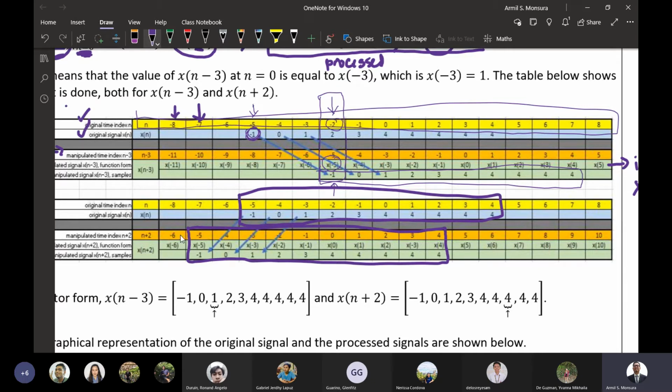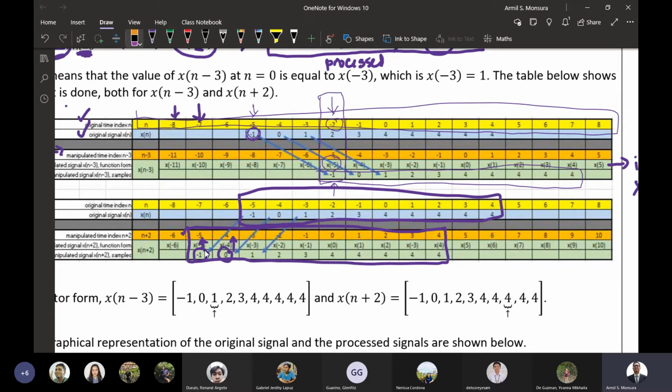Kung ito gagamitin kong time index ng manipulated signal ko, tingnan nyo, parehong-pareho yung signal na yan in terms ng time index niya tsaka ng signal value niya. So, kung gagamitin niyo yung manipulated time index as the time index of the new signal, ang perception nyo, wala kayong nabago sa signal niyo. Wala nangyaring shifting kasi pareho lang siya ng time index. Yung negative 1, ang kanyang time index, negative 5 pa rin. Yung 0, ang time index niya, negative 4 pa rin. And so on. So, ang point ko, hindi yan yung time index ng manipulated signal niyo.